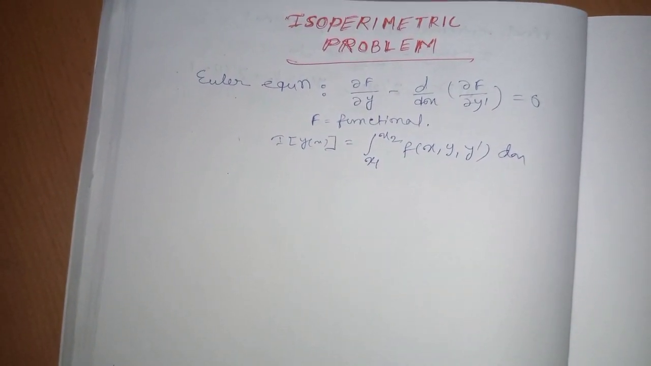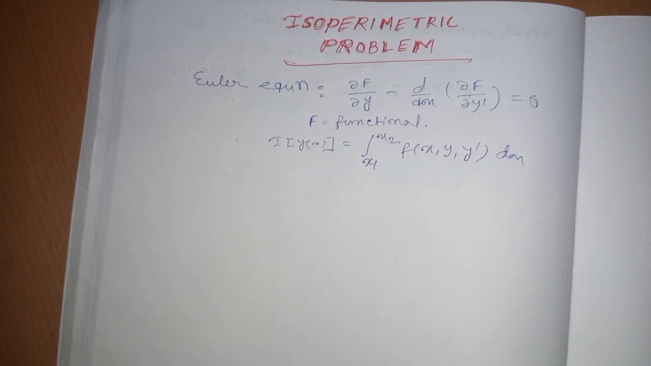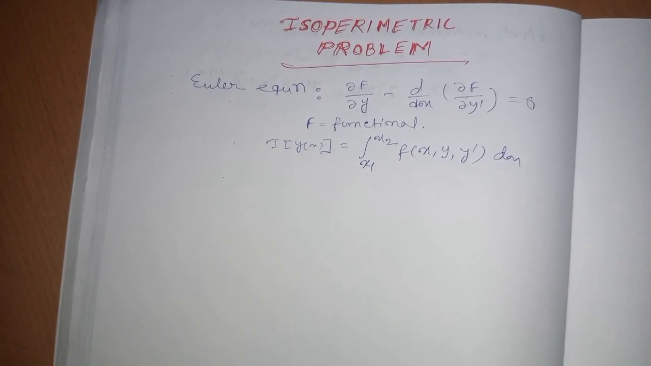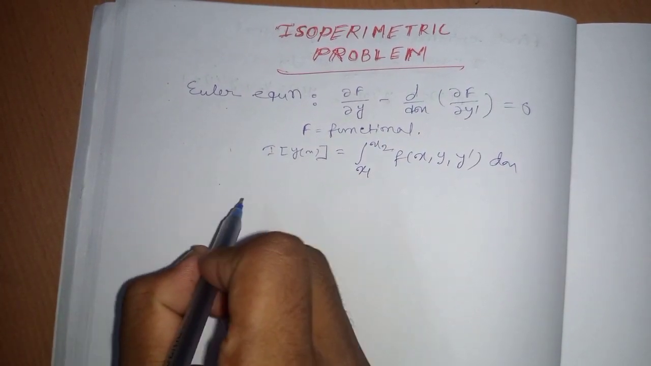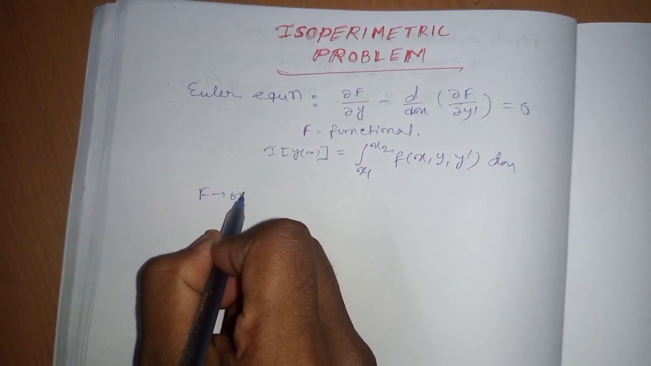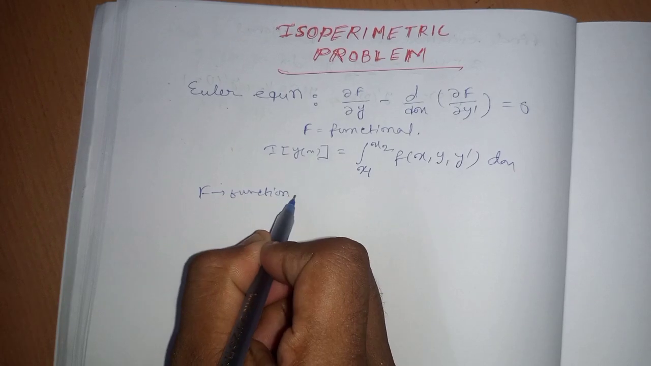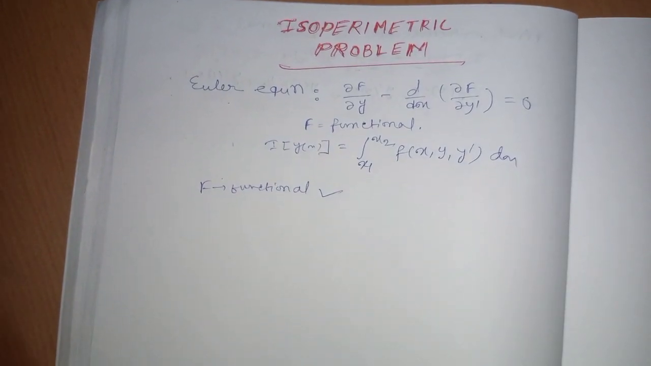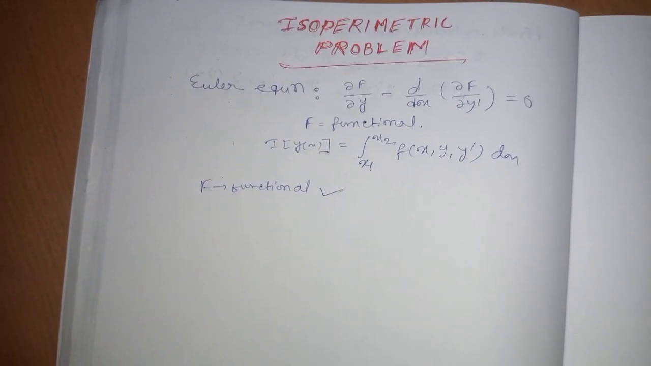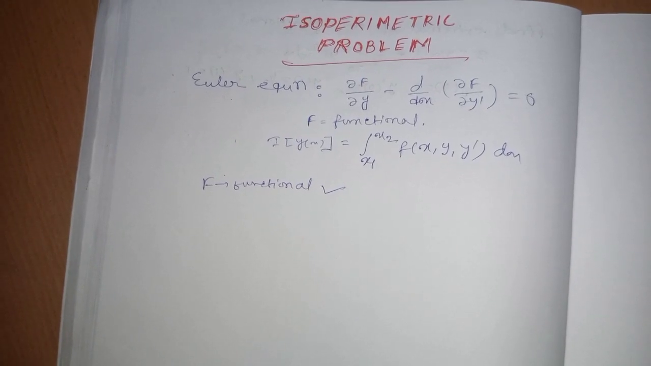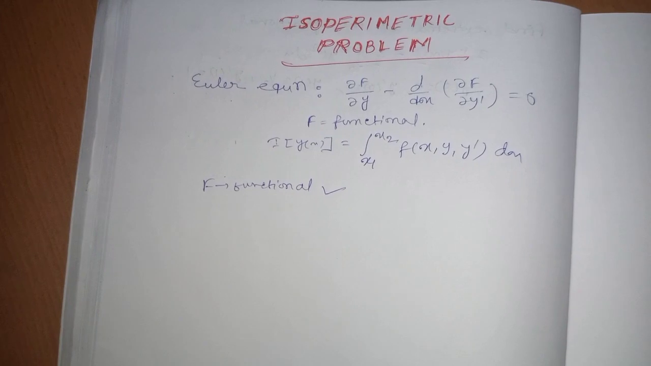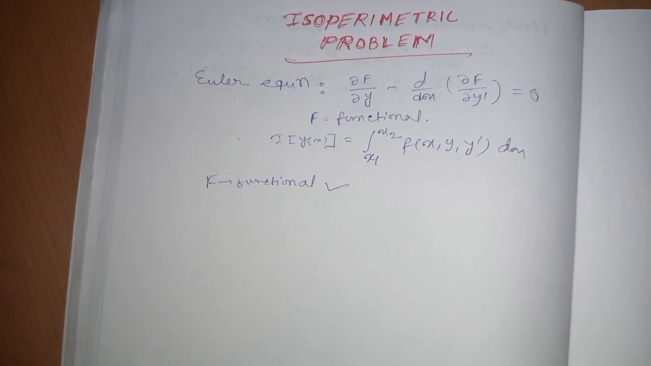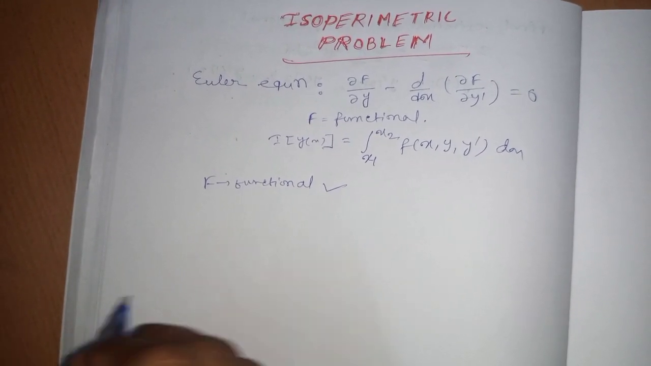Today I will discuss the isoperimetric problem. Now what is the isoperimetric problem? In this problem, a functional is given and the corresponding boundary conditions are also given. Another extra constraint is given.